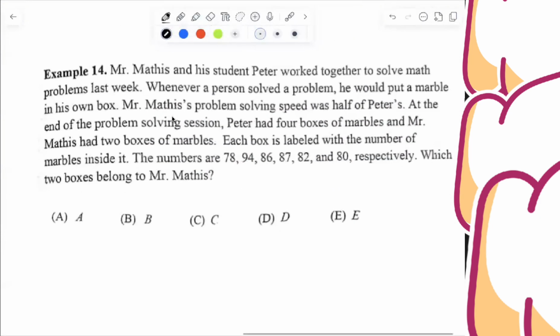Let's move on to example 14. I'll let you guys have a try on this and tell me your answers in the chat.